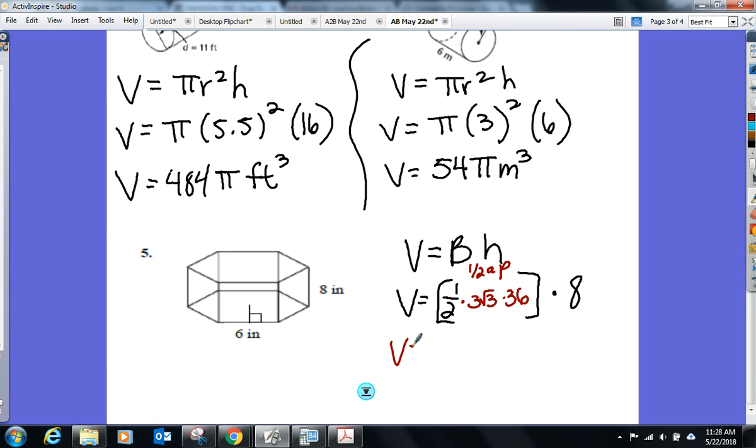And I'm getting out 748.2459489 cubic inches when I multiply everything through.